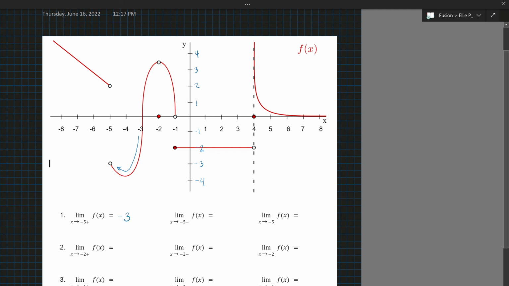And then the next one, coming from the left, 2. Good. And what about the does not exist? Good. And then -2 coming from the right. Yep, 3. Good. And coming from the left, also 3.